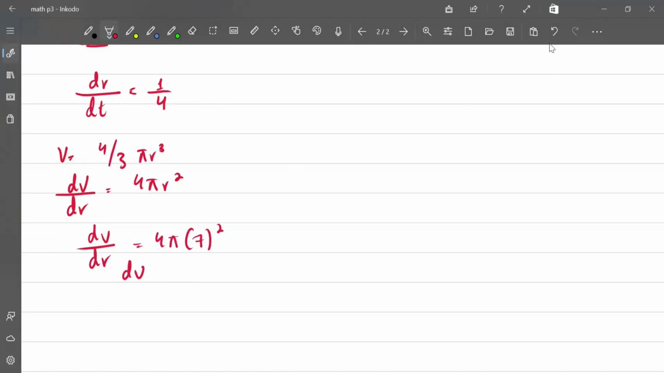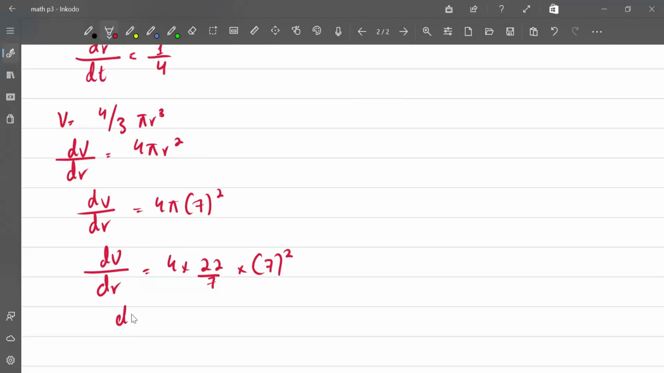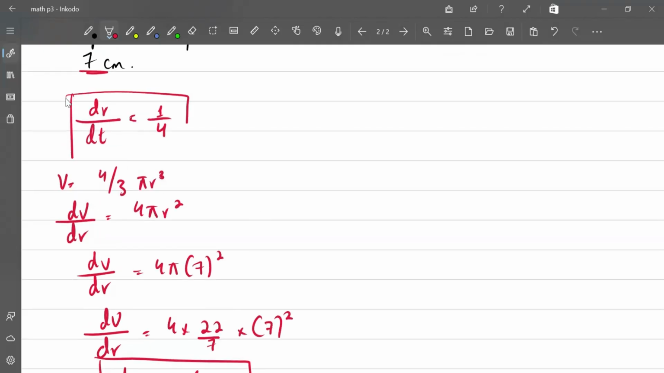So dV upon dr is, let's just assume pi to be 22 upon 7 for the sake of this question. But you should always keep putting the exact value of pi. So 4 into 22 upon 7 into 7 square, which is 616. So dV over dr is 616. And we know that we have dr over dt provided.